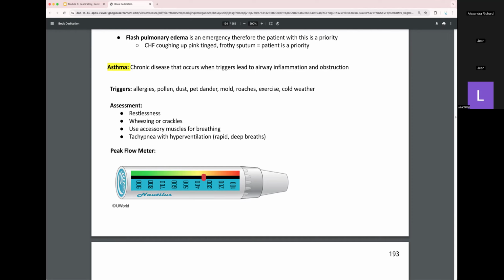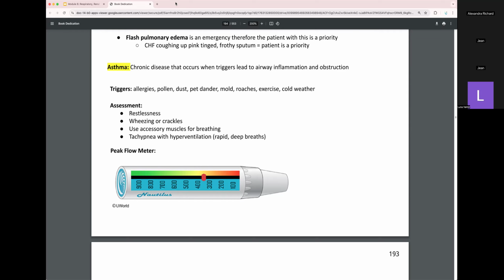However, in someone with asthma, their airway overreacts to something that is normal, like dust or pollen or cold weather. Their airway becomes triggered and it closes off. So this is what asthma is.